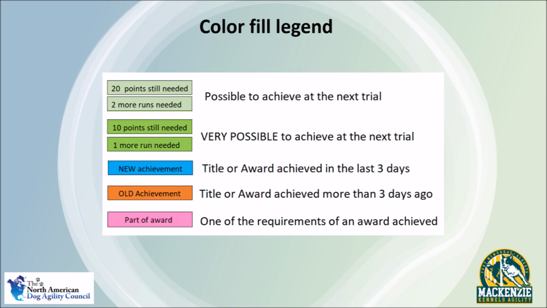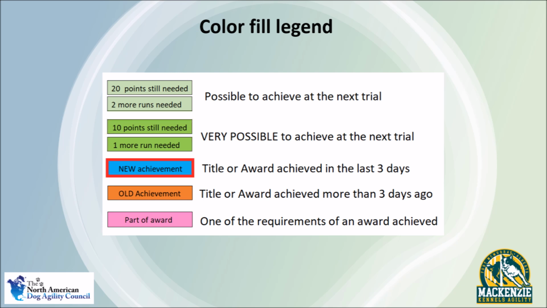The colorful legend is a quick visual indicator of where we stand. Light green indicates 20 points still needed, or 2 more runs still needed, which means it is possible at the next trial. A darker green means only 10 points needed or 1 run needed, which means it is very possible to achieve at the next trial.